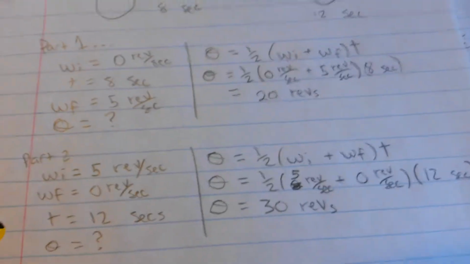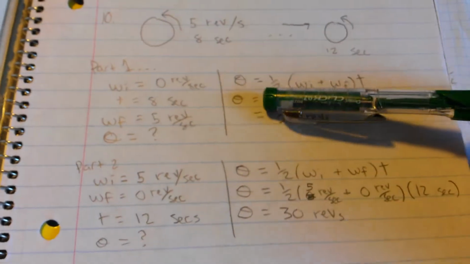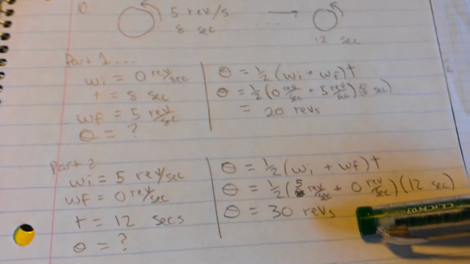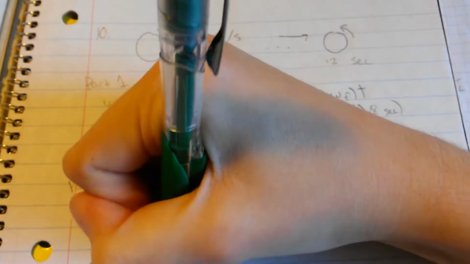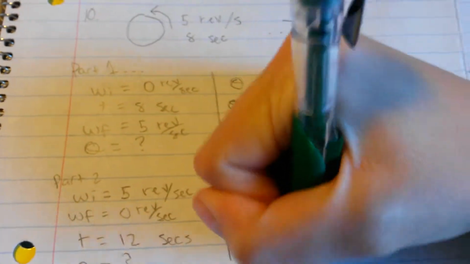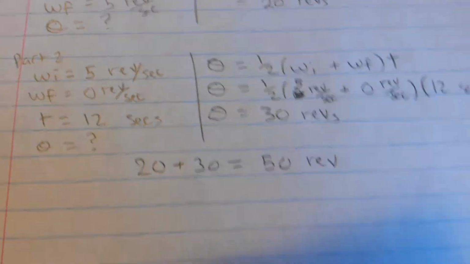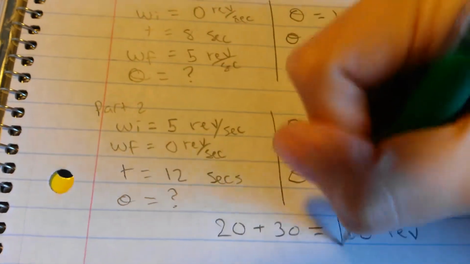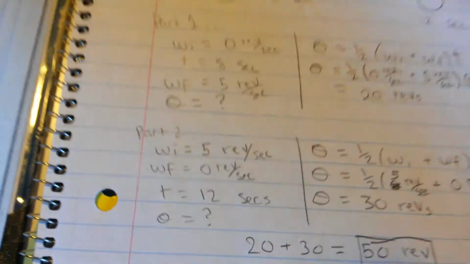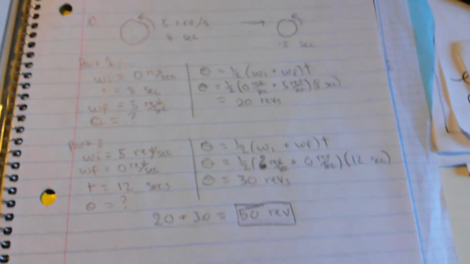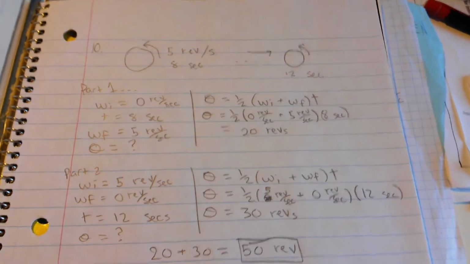So now we know how many revolutions there were in the 8-second interval and how many there were in the 12-second interval. All we have to do is add them for the 2 intervals to find that for the overall 20-second interval there were 50 revolutions, and that's the answer. So, yep, that's pretty much everything.